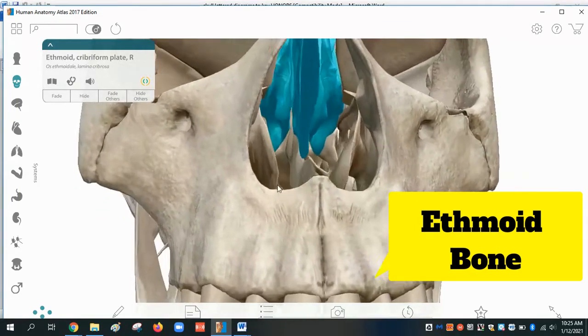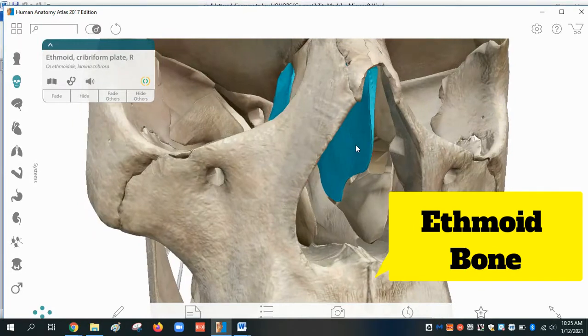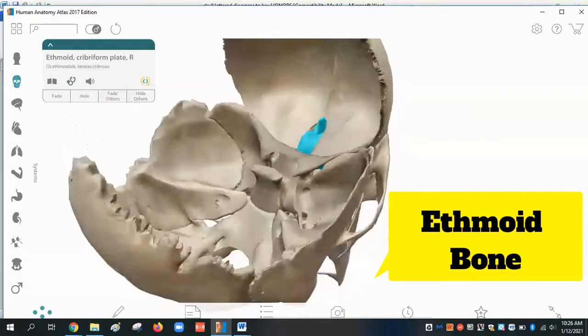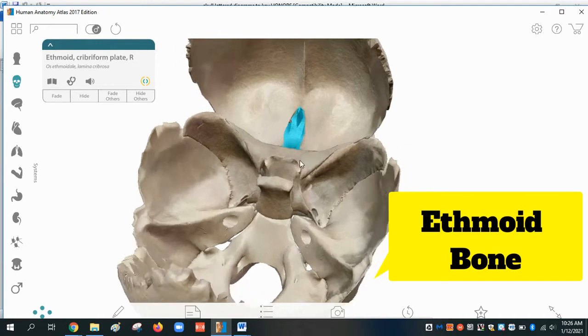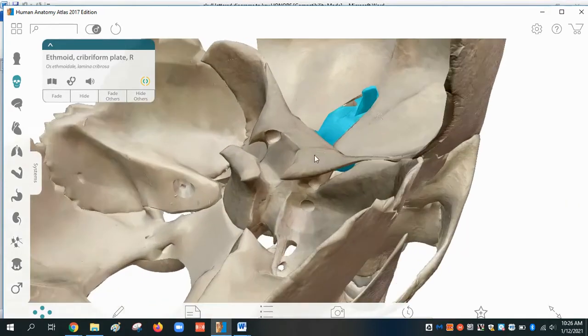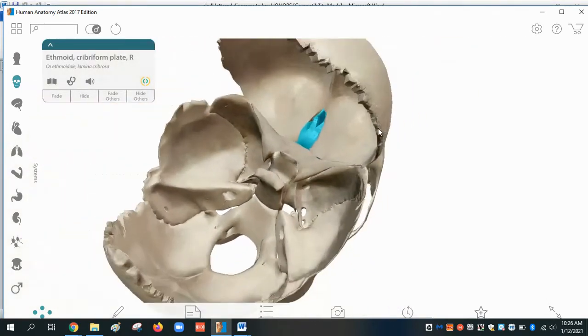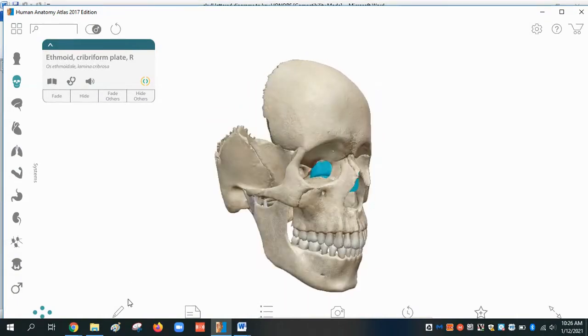Look at all those lumps and bumps up your nose. It forms part of the nasal septum, part of the eye socket, the medial aspect of the eye socket, and then inside your cranial cavity towards the front. There's even this little, looks like a little shark fin there. All part of the ethmoid bone. So that concludes the cranial bones.